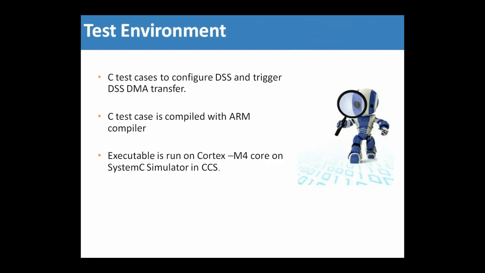So for the test environment, we wrote simple C test cases, which would configure DSS to do some image processing: read the image from DDR, do some processing, and push the image back to DDR with a DMA. The test case was compiled using the ARM compilers, and we were running it on Cortex M4 under the TI debugger.